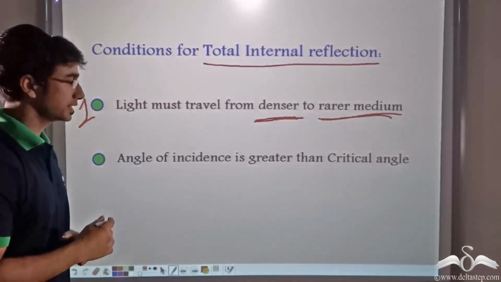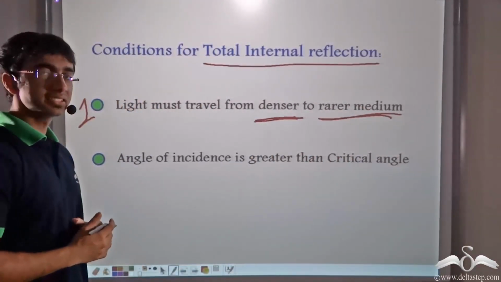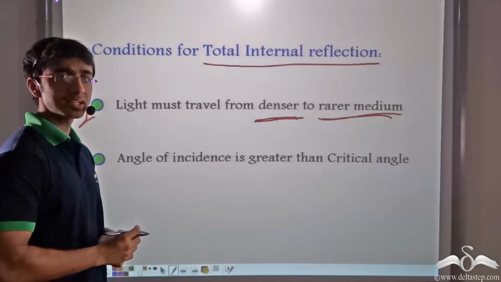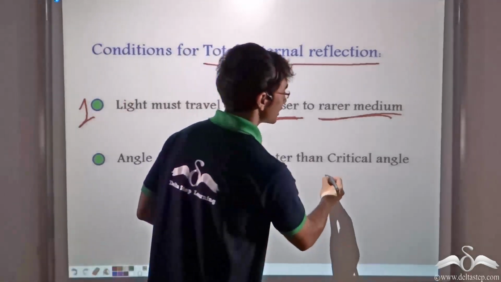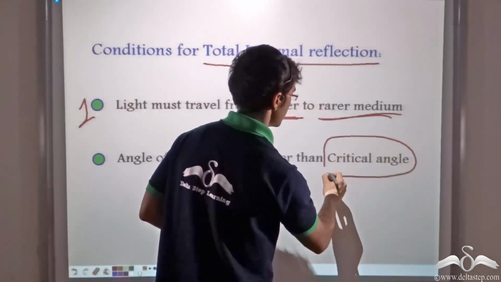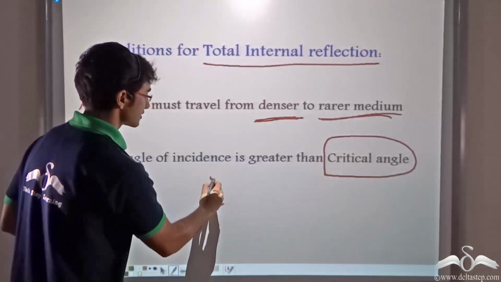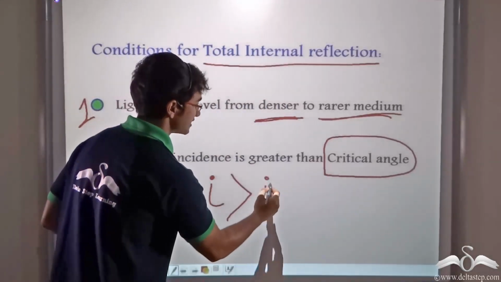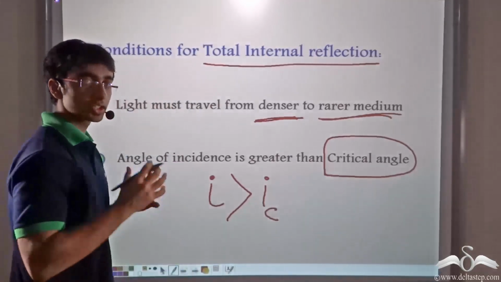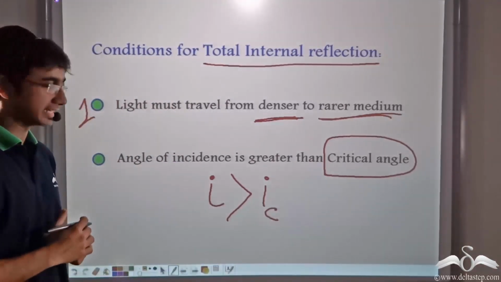And also, as we saw, the angle of incidence must be greater than a particular value. This value is known as the critical angle. So the angle of incidence, that is I, should be greater than IC, that is constant for a given pair of media.